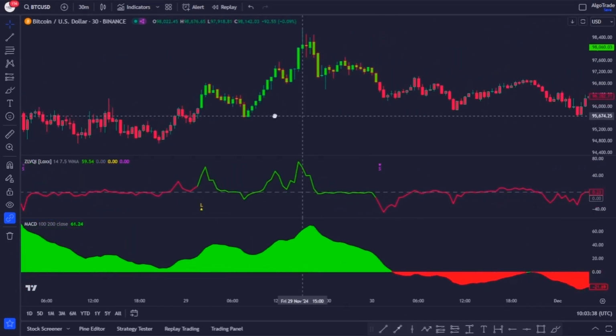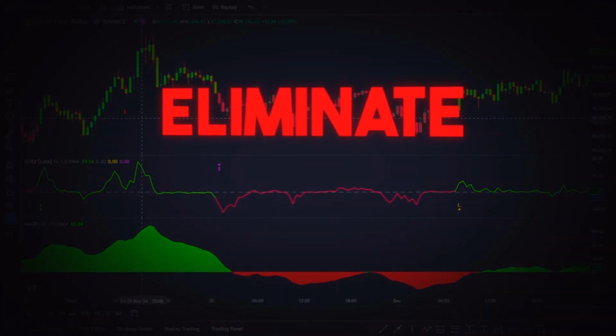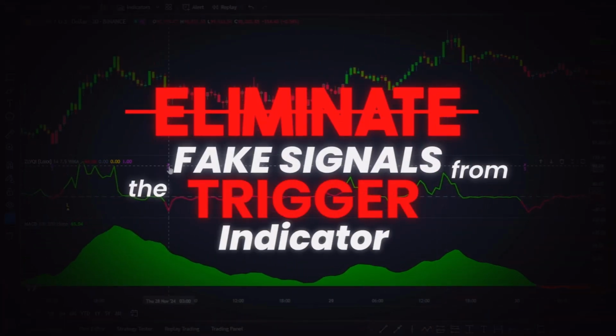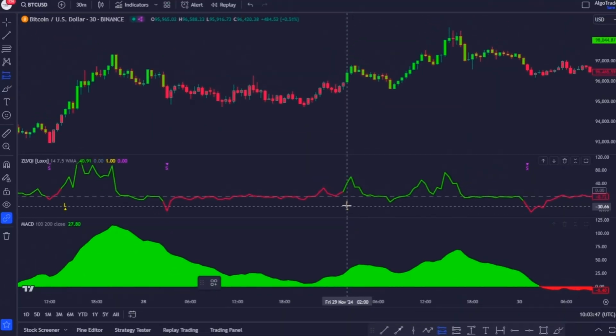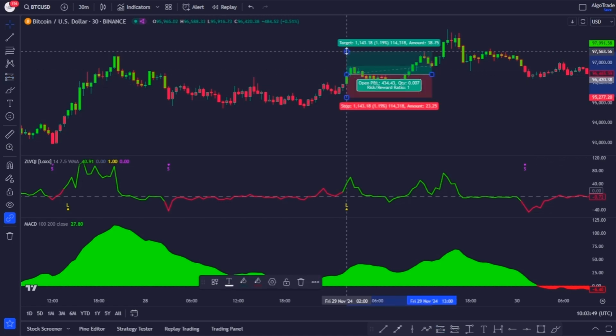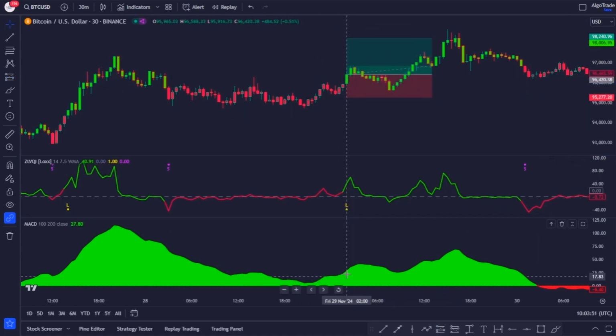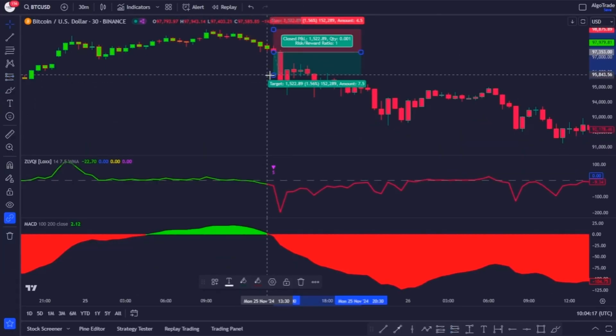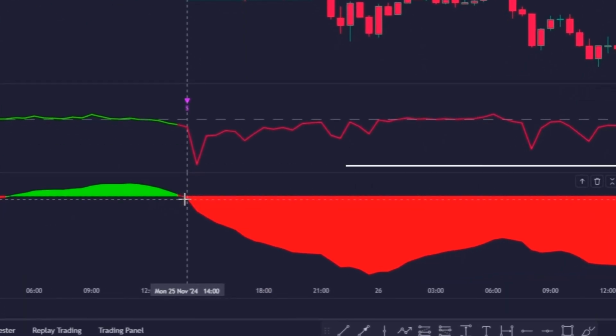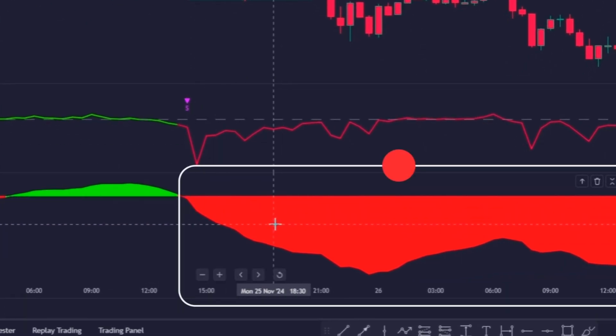As I told you, its function is very simple. Eliminate fake signals from the trigger indicator. And how? You will only consider long signals from the zero-line volatility quality index when the MACD is above zero, so when its area is green. And you will only take short signals when it is under zero, so when its area is red.